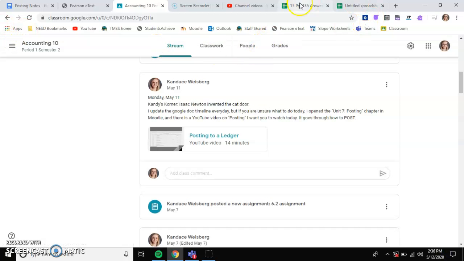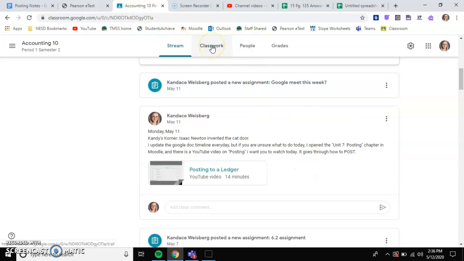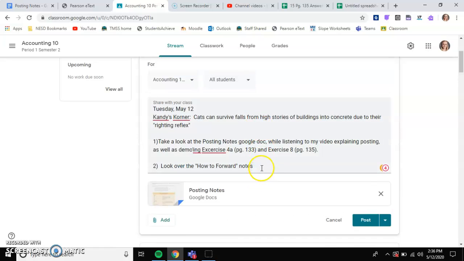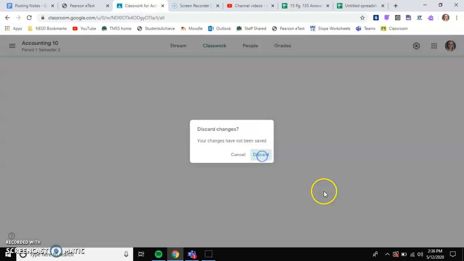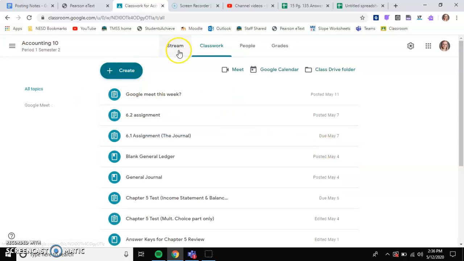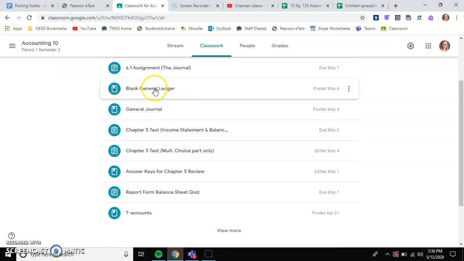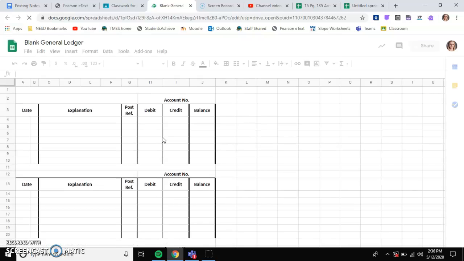I want to show you that I have put the ledger under classwork. When you click on that tab, then it takes you to the blank general ledger. I'm just going to do that before I lose that. Okay, so under classwork, then you have blank general ledger. You're going to click on that. It's a Google Sheet, and then that takes you into here.